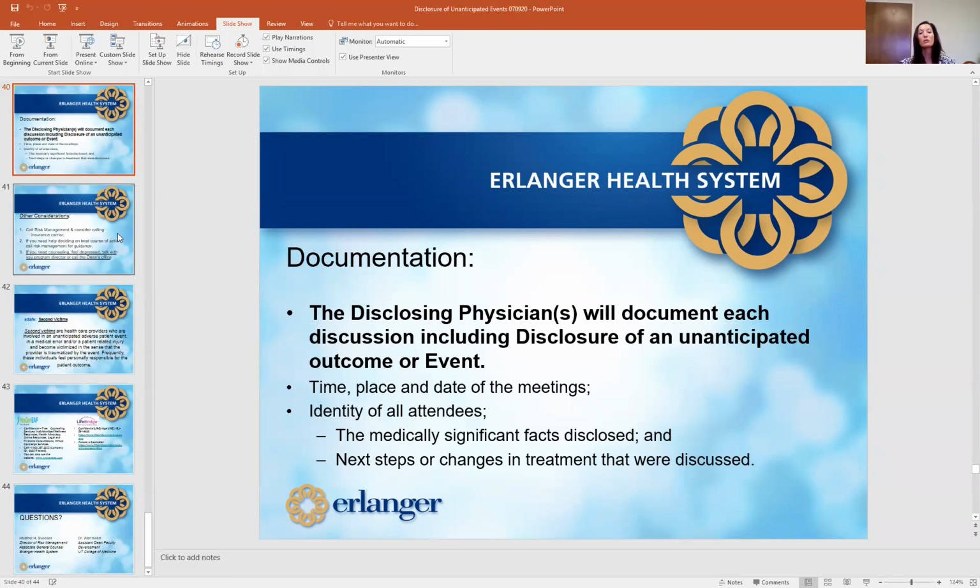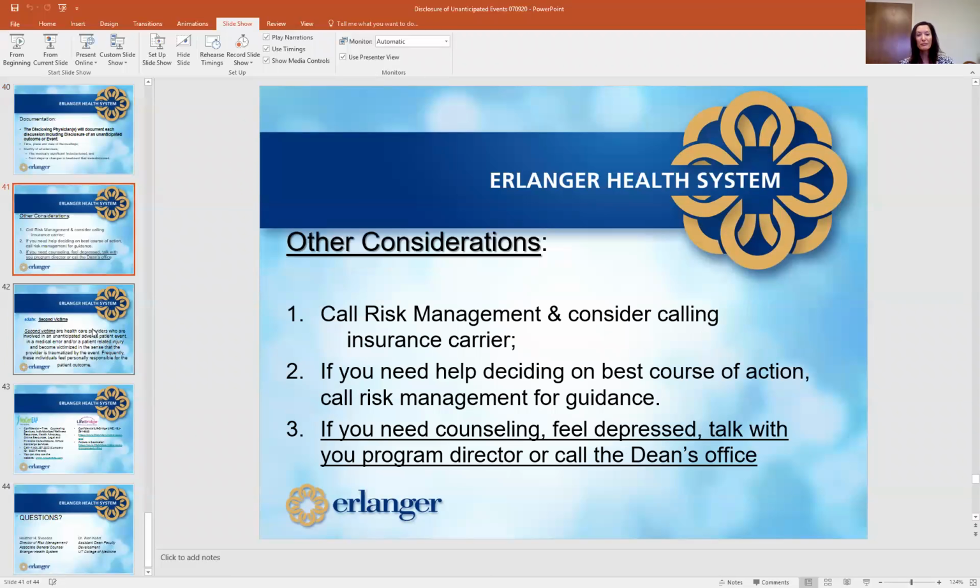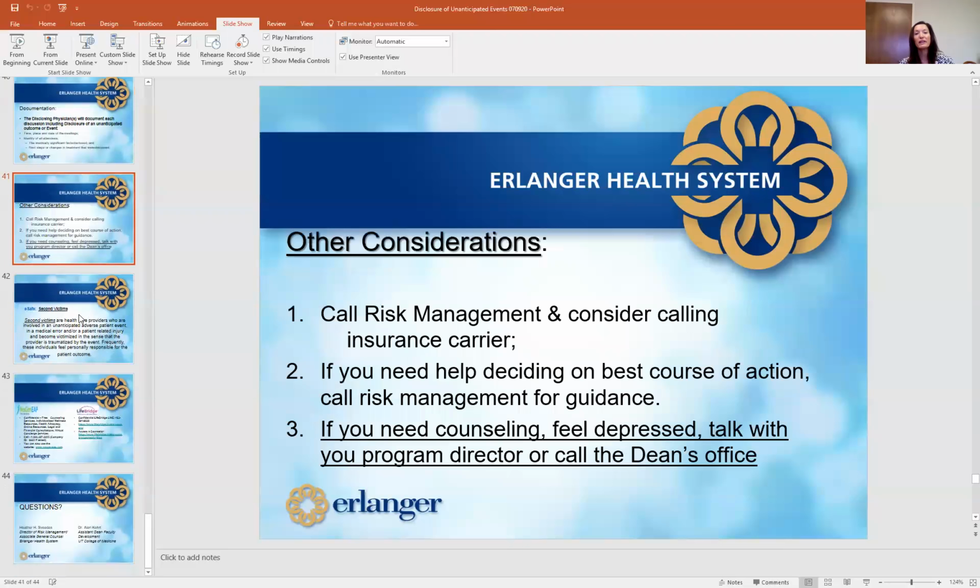And then you're also going to want to show that you talked to the patient about the medically significant facts disclosed and then any changes in treatment that were discussed, or that they didn't need any treatment changes, that everything was fine.